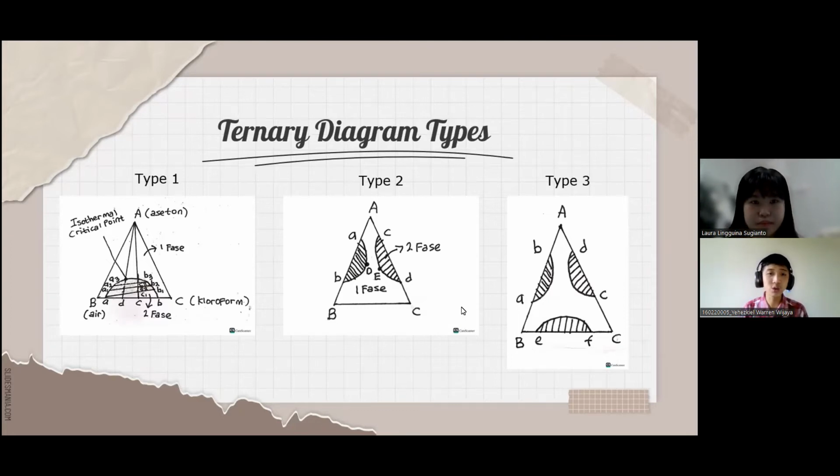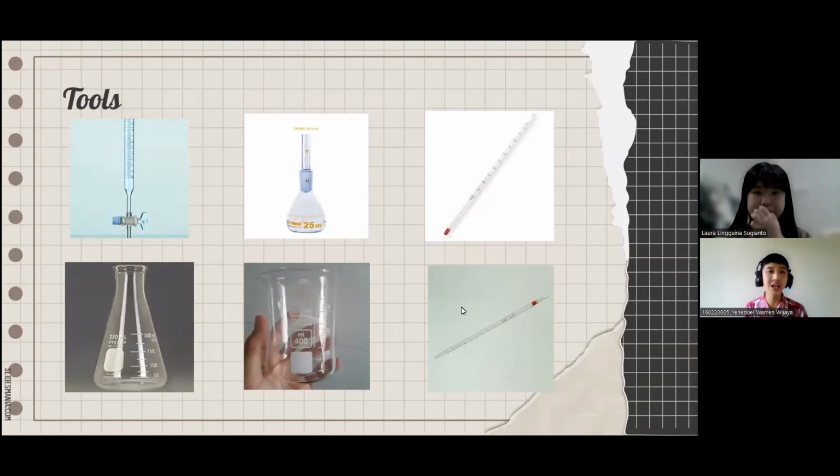Next slide, the tools. 1. Buret to assist the titration process. 2. Pycnometer, a tool used to determine the density of a liquid. 3. Glass thermometer, a tool for measuring the temperature as well as changes in temperature. 4. Erlenmeyer, a container for liquid chemicals. 5. Beaker glass, a place to react materials. 6. Measuring pipette, for transferring liquids or solutions into containers of various volume sizes.